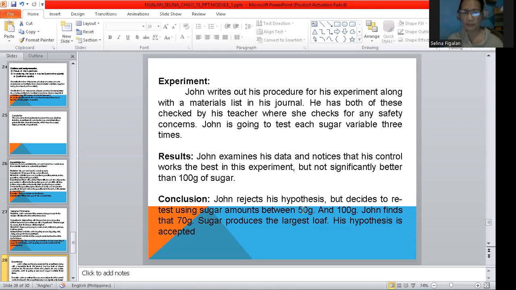Conclusion. John rejects his hypothesis, but decides to retest using sugar amounts between 50 grams and 100 grams.